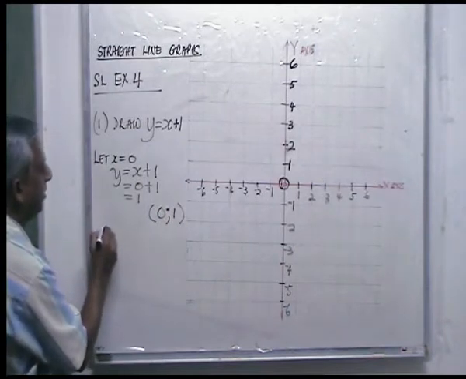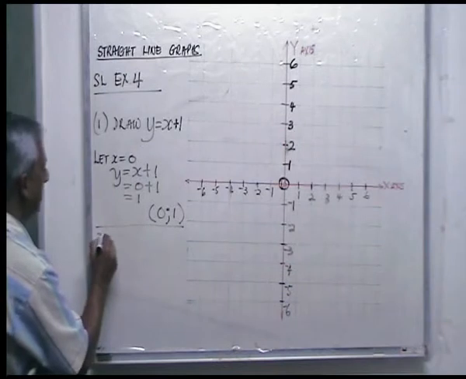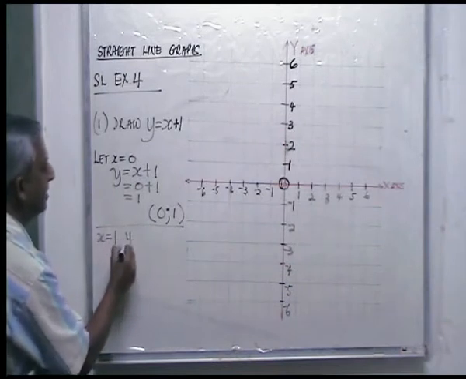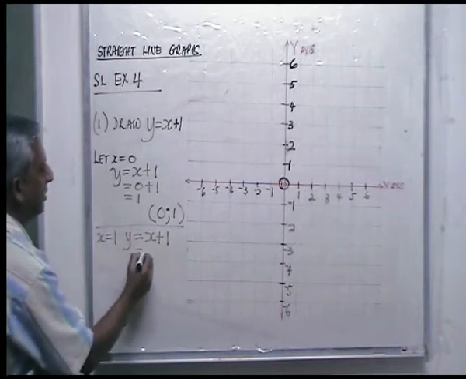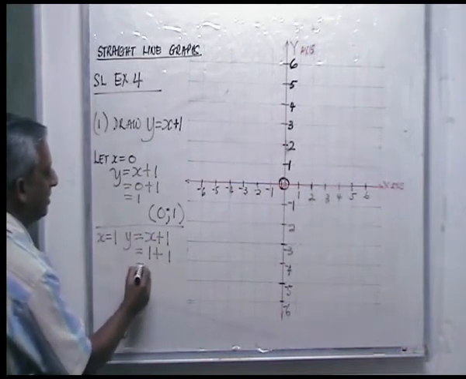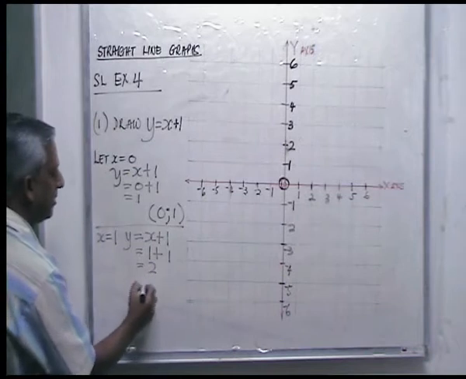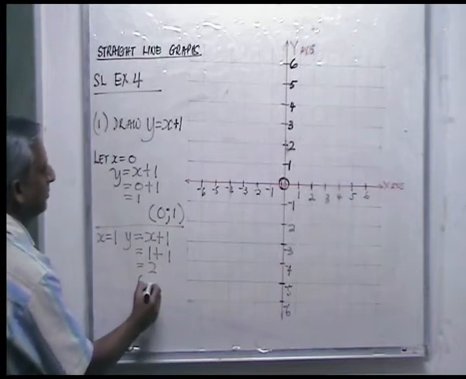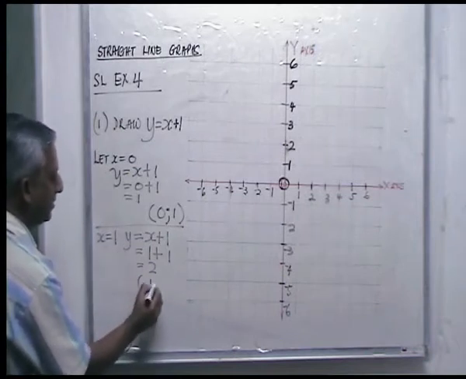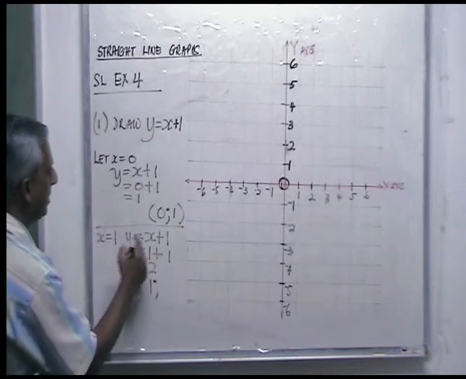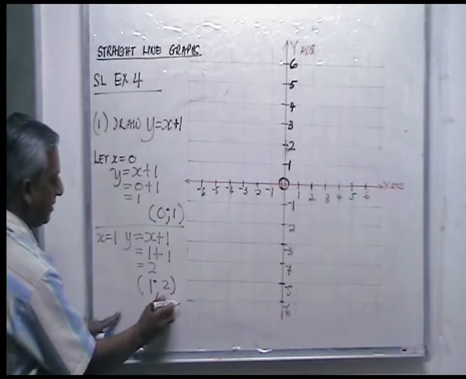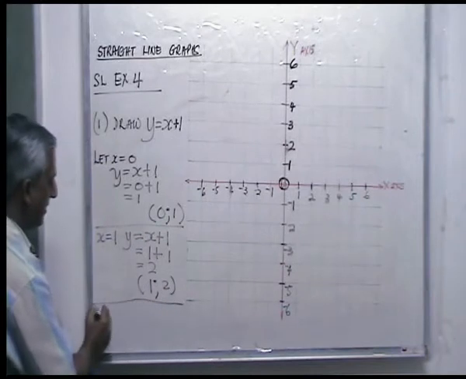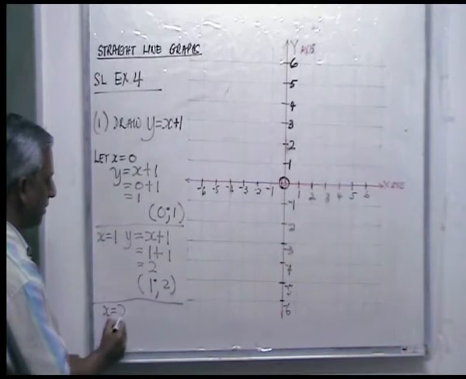Then let x equal to 1. So y is equal to x plus 1. So it will be 1 plus 1, 2. So your second ordered pair is x is 1, y is 2. Alright, and then number 3, let x equal to 2.